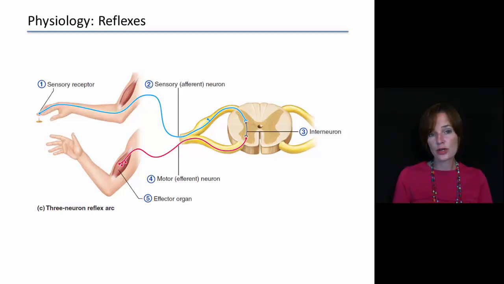Here's a 3-neuron reflex arc. This one is a little bit more complicated. This one you have this extra one, what we call an interneuron, which is connecting the sensory and the motor neurons together. Again, we have information coming in. It is going to go through the central nervous system, and then ultimately it's going to be sent back out to the effector organ.